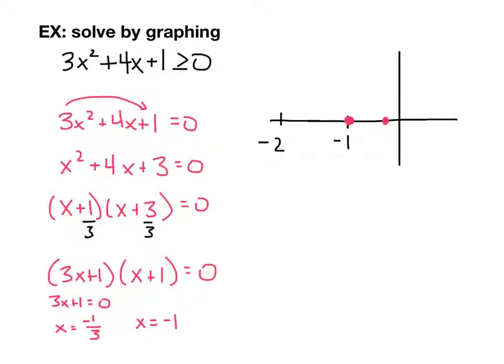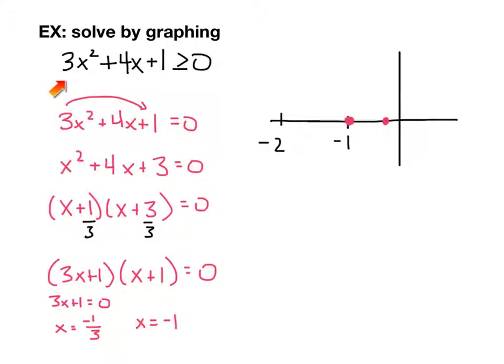Now to actually graph this, I would have to find the vertex using x equals opposite b over 2a, but that's not what we're trying to do. We're just trying to solve it using that graph. So all I really have to know is which way does this graph open? It opens up because it's a positive graph, right? This 3 is positive, so it opens up. Is it a solid or a dashed inequality? Solid. Why? Greater than or equal to.